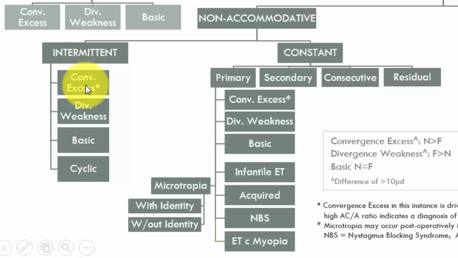The difference between these intermittent deviations and those that we just discussed in accommodative ET is that, again, they're not related to hypermetropia and they're not related to a high ACA ratio. I have one other condition here that I've indicated, which is the cyclic esotropia, or the intermittent cyclic esotropia. A cyclic deviation is one that occurs intermittently at a regular interval.